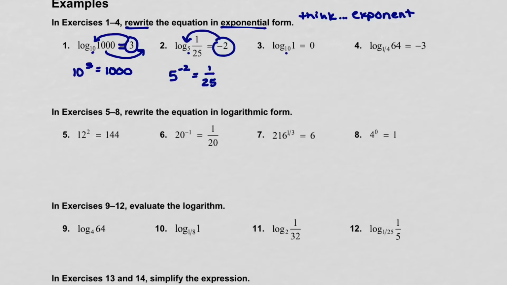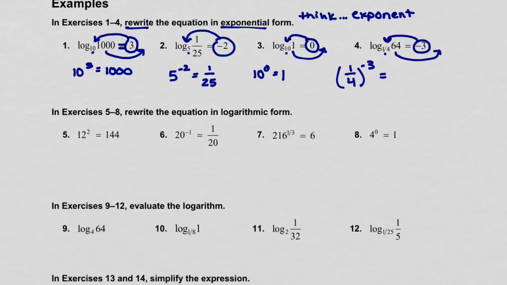Again, my base is 10. My exponent is 0. Anything to the 0 power is 1. My base is 1/4. My exponent is negative 3. And if I take 1/4 to the negative 3 power, I will get 64.